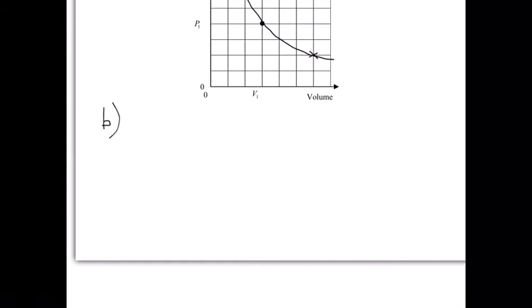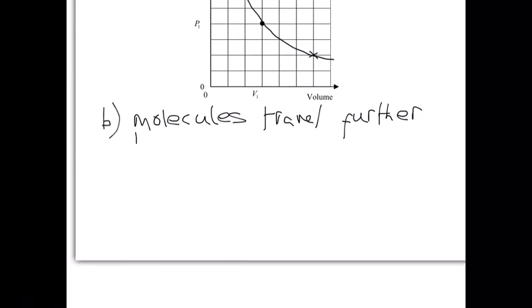Part B isn't shown here for some reason, but we can still go through the answer for it. It asks to explain, in terms of gas molecules, why the pressure decreases when the volume increases. Well, if we've got a larger volume, the molecules have to travel further, which means that they collide with the walls less often, resulting in a lower pressure.